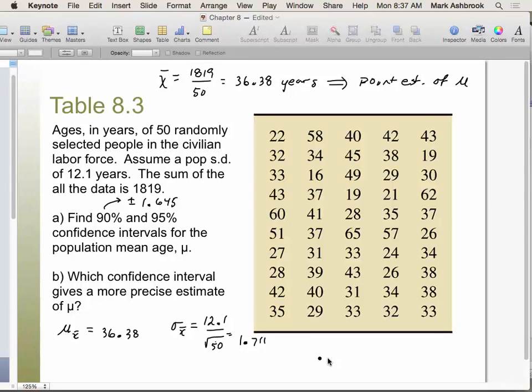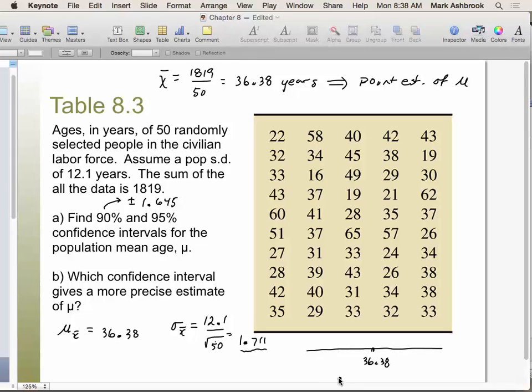So how do we do that calculation? We've got our 36.38. What calculation do we do to go up 1.645 of these? Abigail's punching back there. Tell me. 1.645 times 1.711. And then? Good. You see that? We want 1.645 standard deviations. What's our standard deviation? 1.711. So 1.645 of those above 36.38, and then 1.645 of those below 36.38.